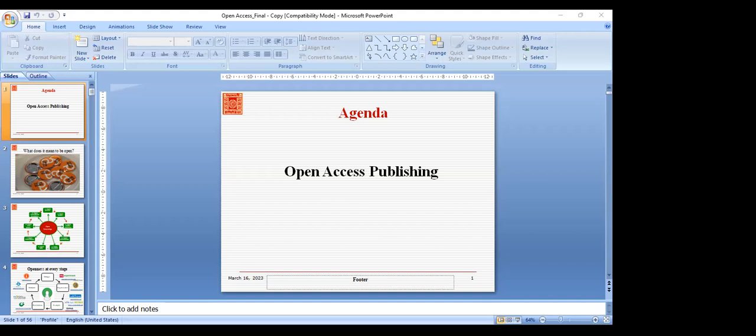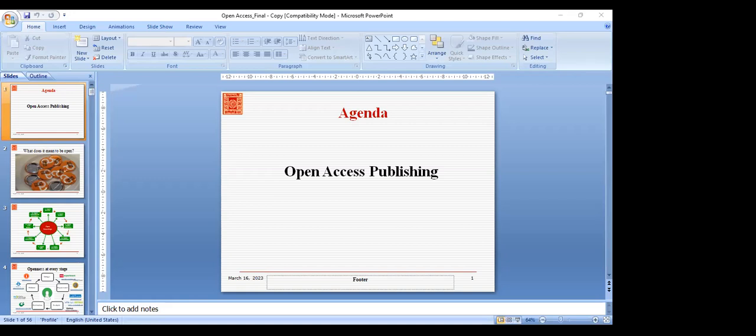Now, let me start with the topic open access publishing. As you see in the syllabus, this is not included in my specific topic, because that topic has been assigned to me to discuss here. But I would like to discuss it, because some part of these things will be related to what I would like to discuss next time. That's why I am giving an idea regarding open access publishing.